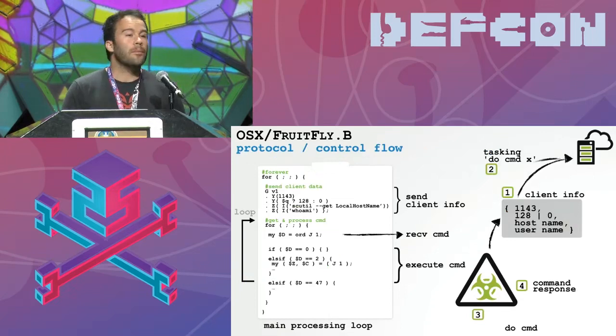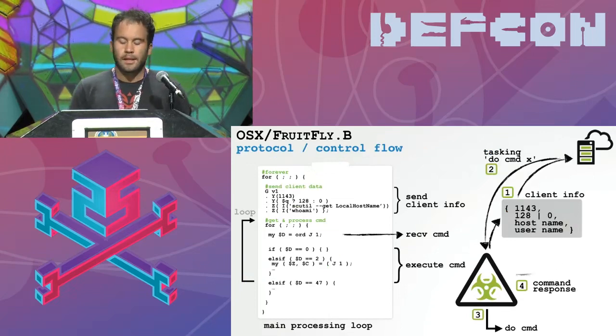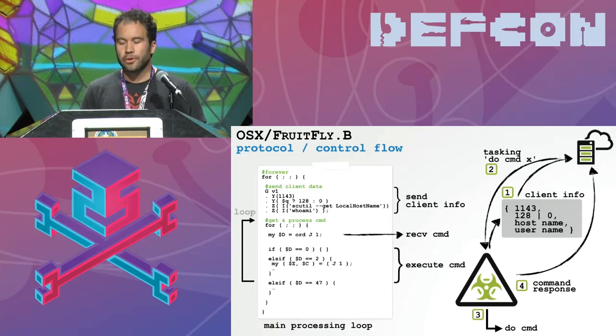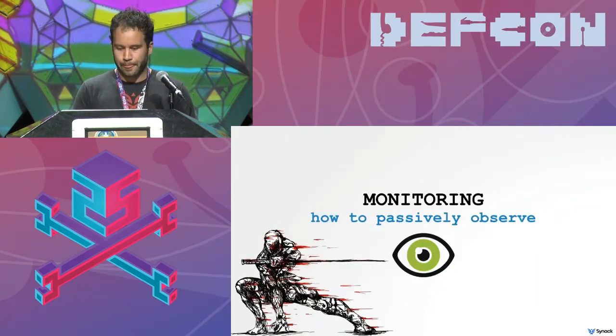Finally, we get to the main processing loop, and this does two things. It checks in with the command and control server, sending some information like the host and username. And then it invokes the recv subroutine to receive 1 byte from the command and control server, which it then processes in a massive if-else-if loop. What this is doing is basically just receiving a numeric command from the command and control server, processing that, and then returning the response to the server.